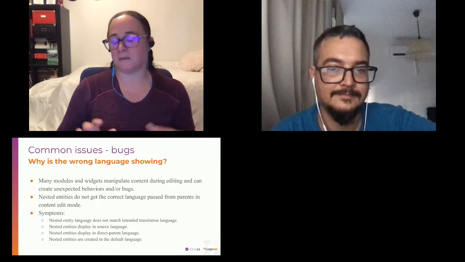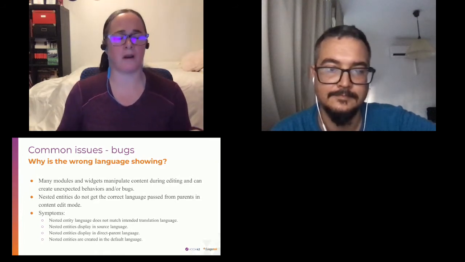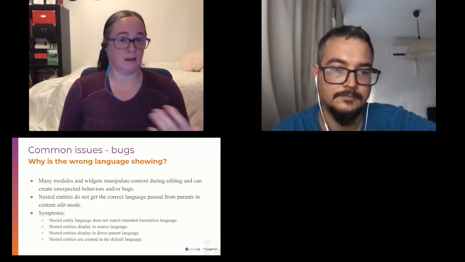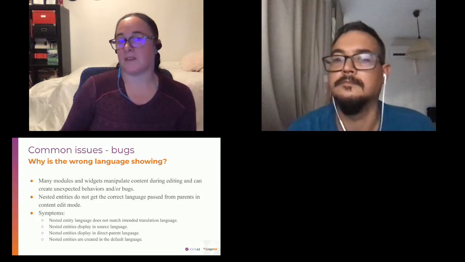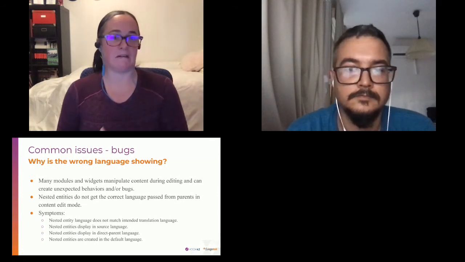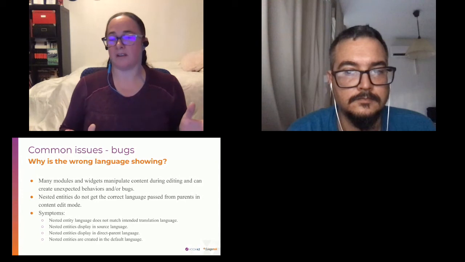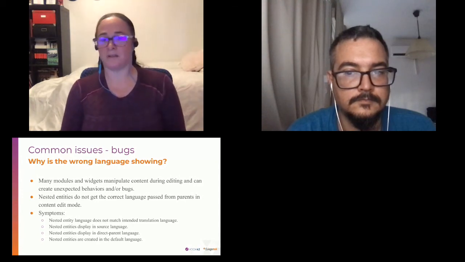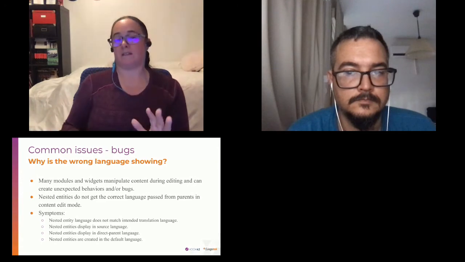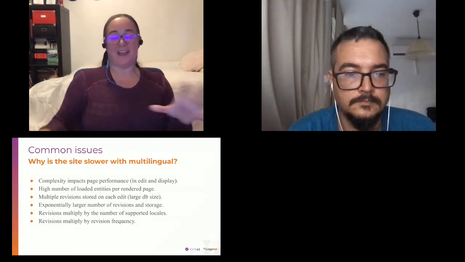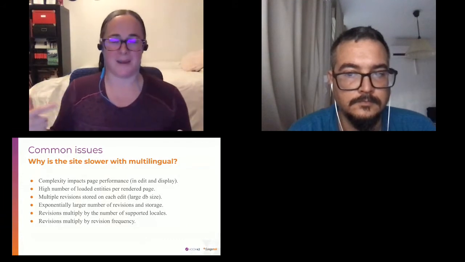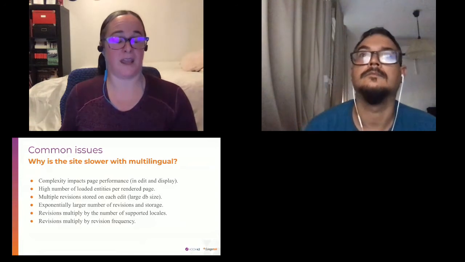And another thing, and once again, see the references at the end of the presentation for more information about the complexities of using these nested entity approaches on performance and complexity. There's a higher number of loaded entities per rendered page. There are multiple revisions stored in each edit, which lead to a large DB size. And you have an exponentially larger number of revisions in storage, especially when you start multiplying it by the number of supported locales. So if I have 15 locales and many revisions, that's a lot. And then you can say, oh, hey, we have this content and it's changing all the time. So the number of locales and the frequency at which it is updated is going to really rack up and increase the amount of revisions you have and impact your site.